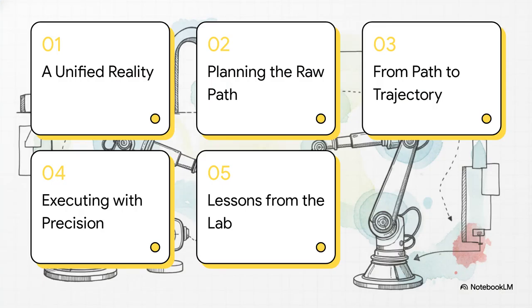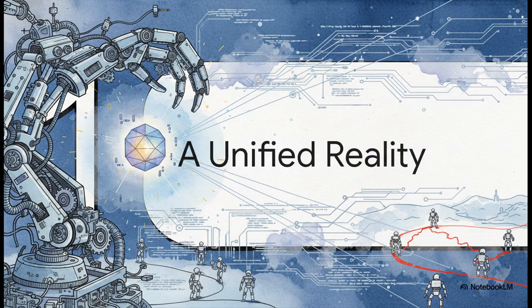So how do we solve this? We're going to follow this 5-stage pipeline. First, we'll create one unified reality that everyone agrees on. Then we'll plan a basic path. After that, we'll turn that path into a slick, efficient trajectory. Then we'll execute it with some serious precision. And stick around for the end because we're going to talk about a key lesson we learned when things didn't go as planned. Okay, let's start with the absolute foundation of this whole thing, building that single source of truth.